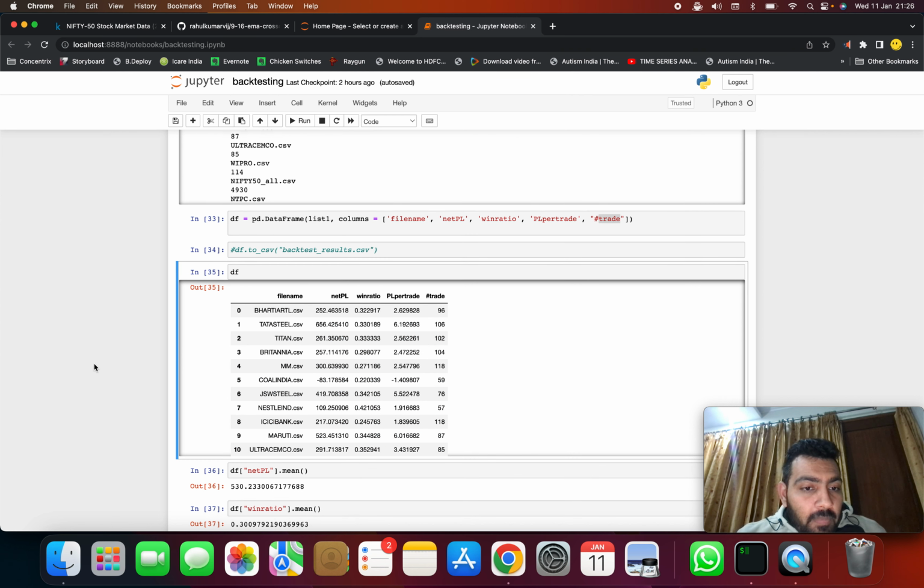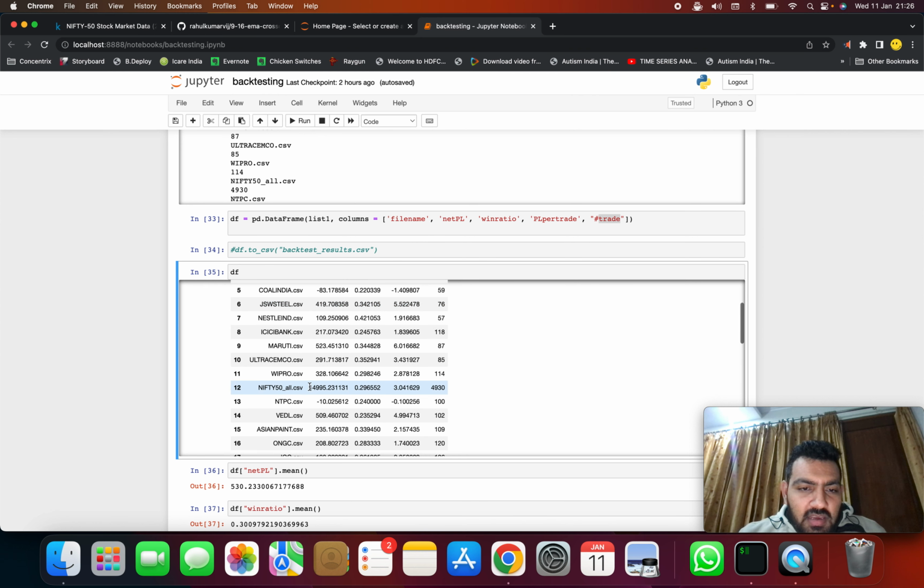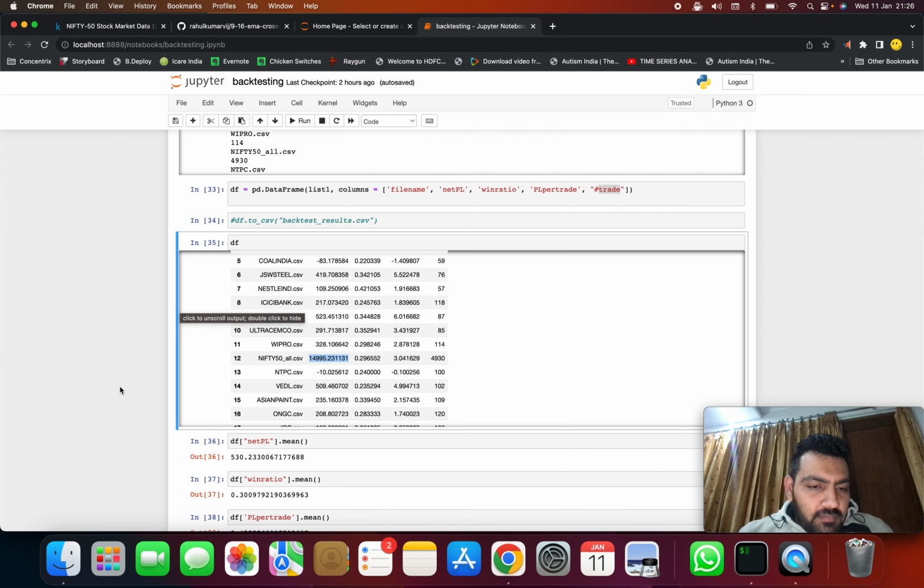Okay, you'll be surprised to see that if you could have taken all the opportunities on Nifty 50, it was more than 15,000% return in the last 20 years. I'm not saying this is absolute return. This is based on the logic we have written, if you could have taken all the opportunities of the 9 EMA crossing the 16 EMA.